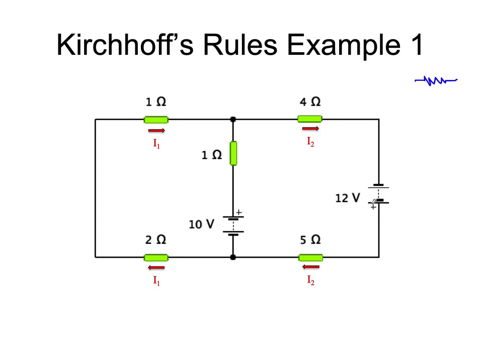Remember, batteries don't make charge. They just increase the potential. So whatever flow rate is going into the battery comes out of it, and that has to be I2 as well.